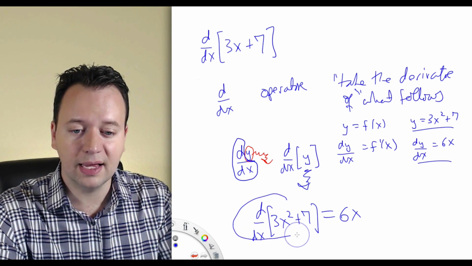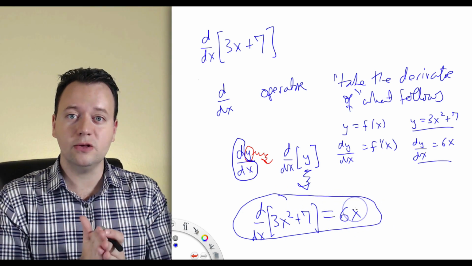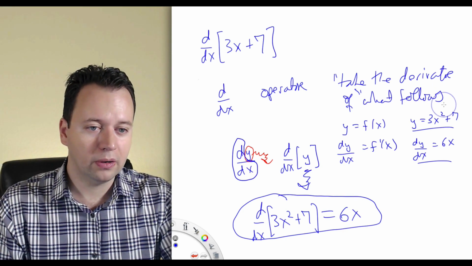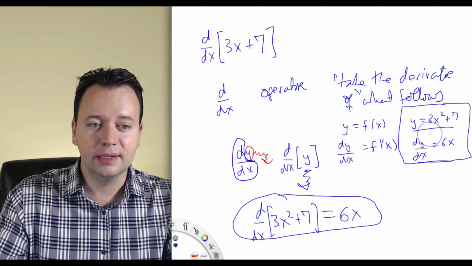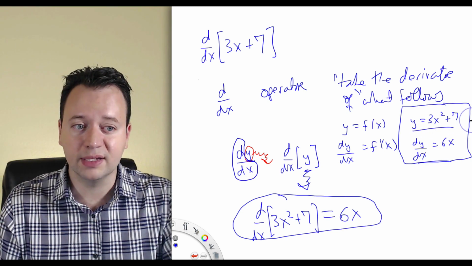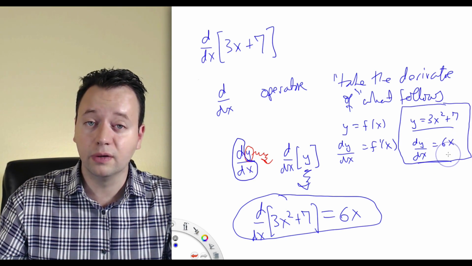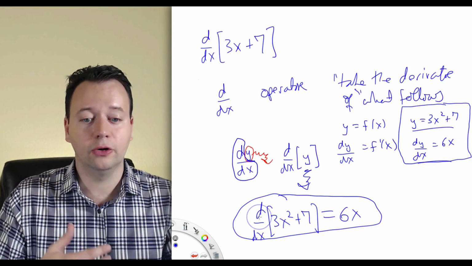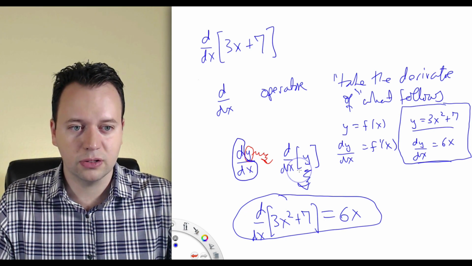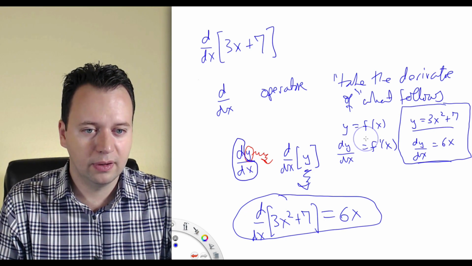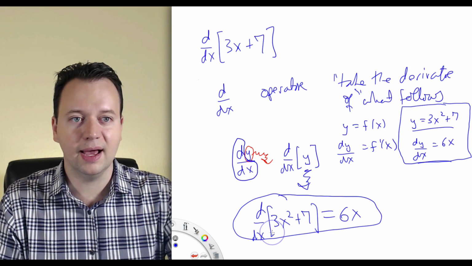So here I said that the derivative of 3x squared plus 7 is equal to 6x using a single sentence, whereas up here it took me two sentences. It took me one sentence or equation to say that the function is 3x squared plus 7, and then a separate sentence or a separate equation to say the derivative is 6x. Here it's just the derivative of 3x squared plus 7 is 6x. So that's the notation. We have f prime, y, dy dx, and then the operator notation d by dx acting on something.